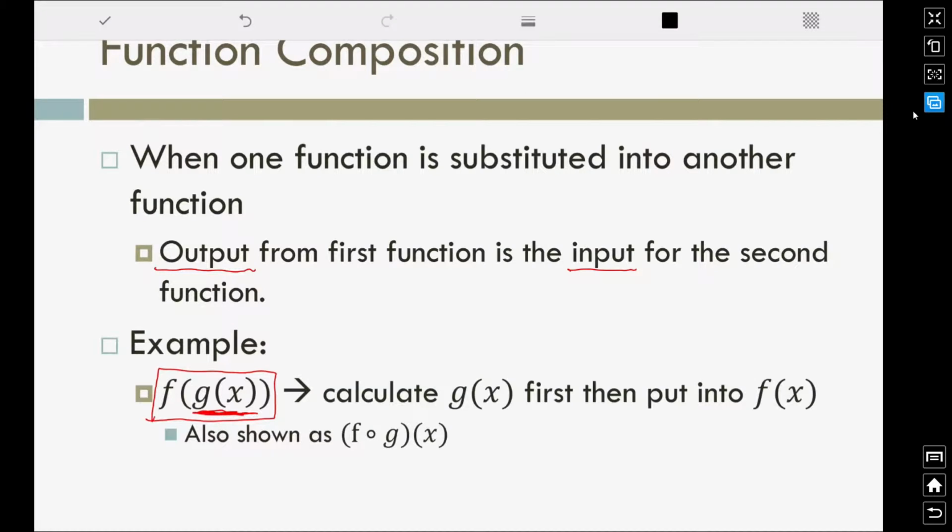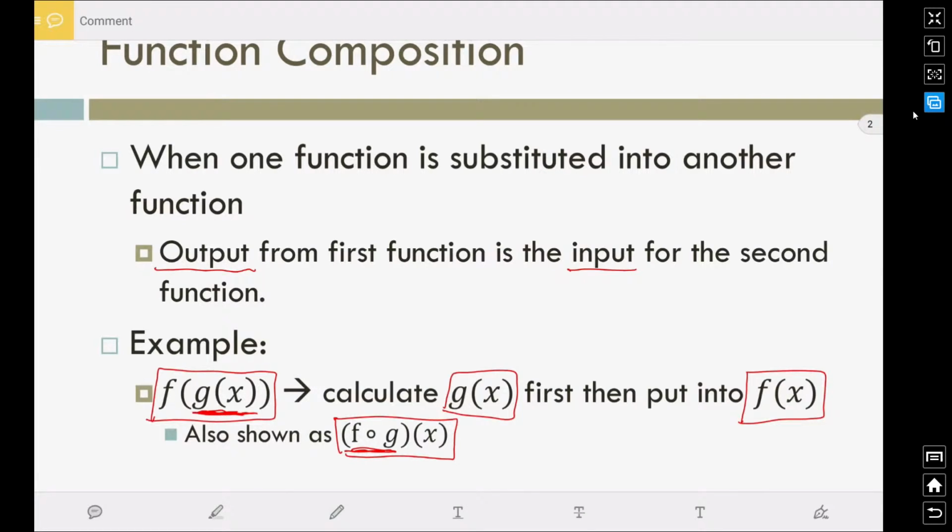Now sometimes this is written as f open circle g of x. I like to call this f o g of x. Because of this particular symbology, the idea is, again, you basically calculate whatever's inside. In this case, calculate g of x, do that first, and then put the resulting answer inside f of x, and that will be the resulting answer for whatever you're evaluating.